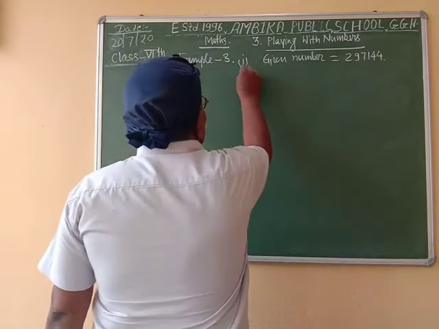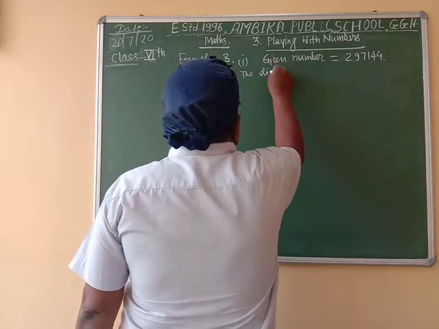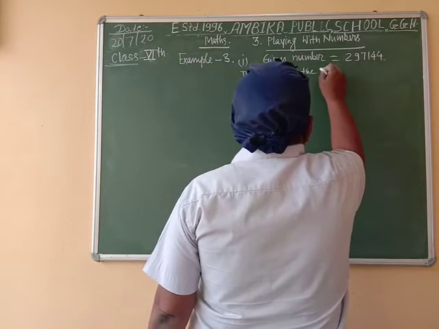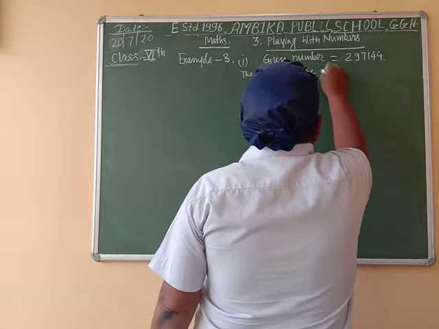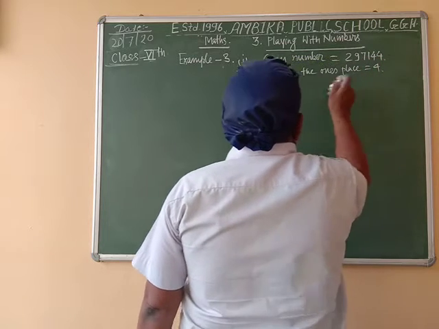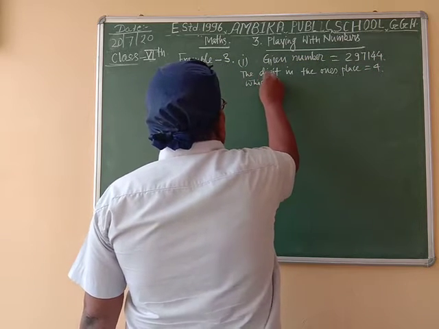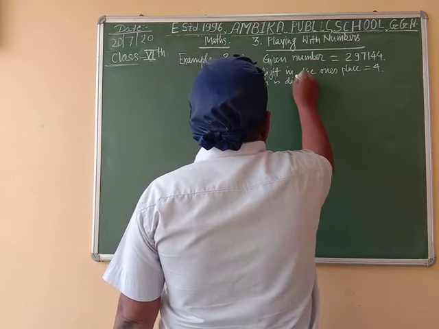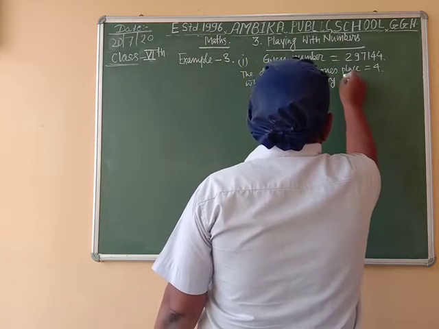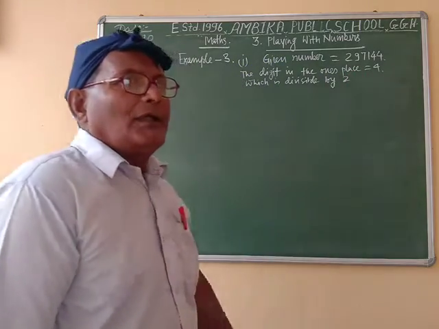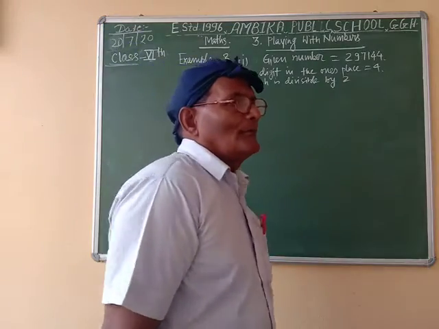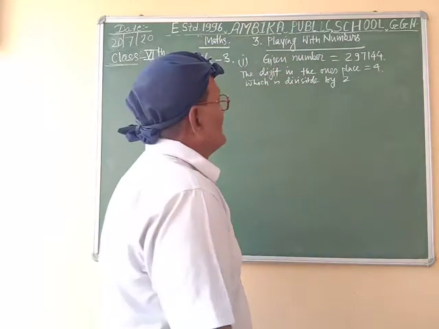The digit in the unit place, the ones place, is equal to 4, which is divisible by 2. A number is divisible by 2 if the digit at ones place is 2 or a multiple of 2 or 0.